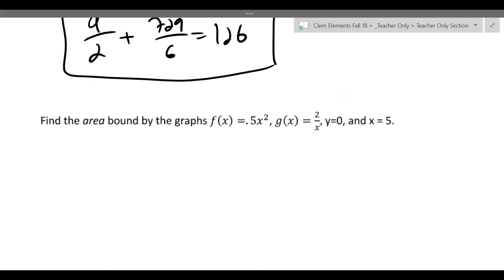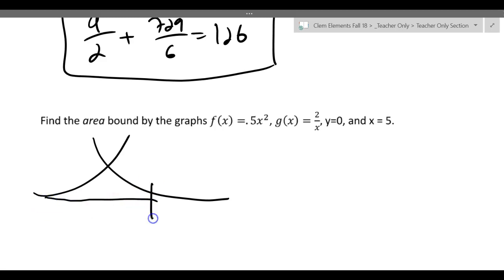Area, 2 graphs. Let me throw it in the calculator here, see what this looks like. x squared and 2 over x and y equals 0 and x equals 5. So I'm just looking at my calculator. Kind of looks like this. So it's a little tricky here because it's top minus bottom, but there's 2 different chunks. So we'll just split it up into different areas.